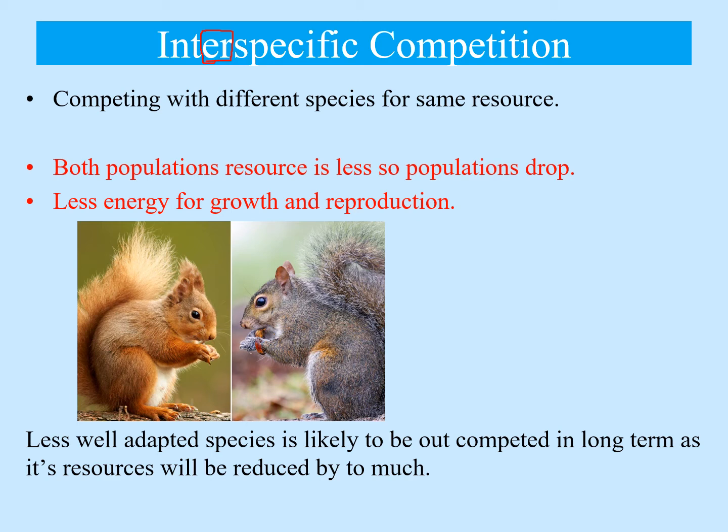That means they get less food, less warmth, less good conditions in terms of things like nest sites, and therefore they get less energy for growth. That means they'll be less successful at reproduction, and therefore the populations drop.